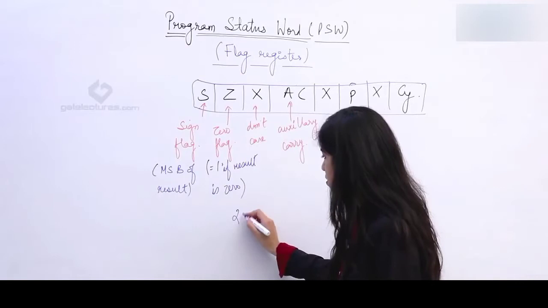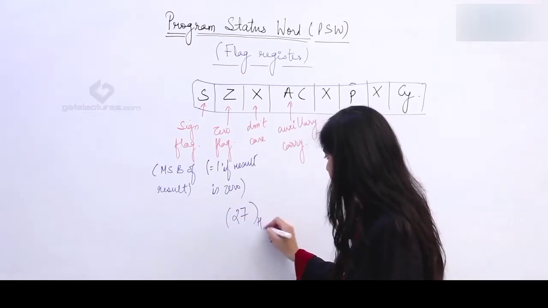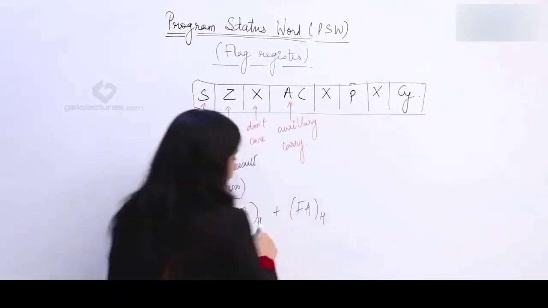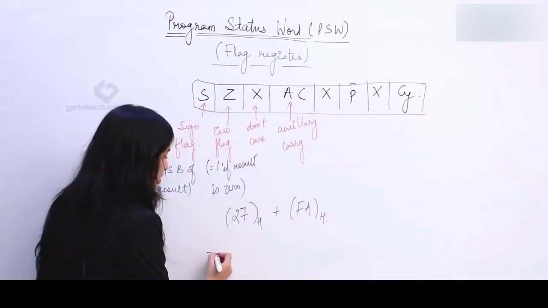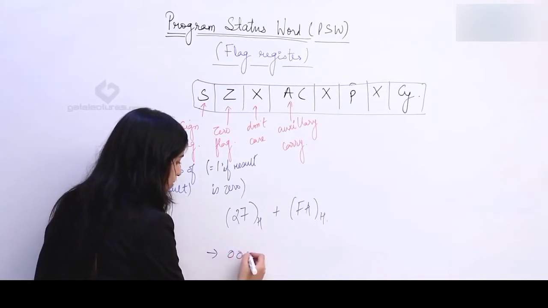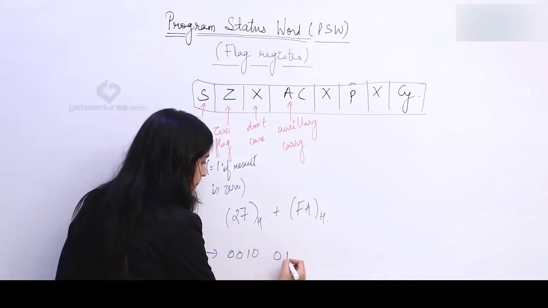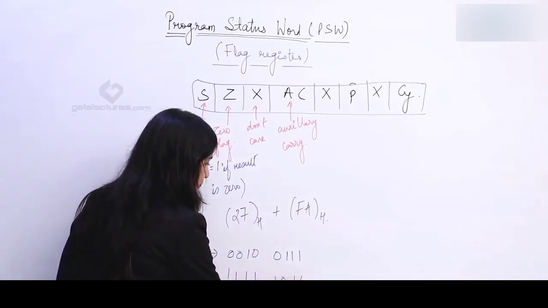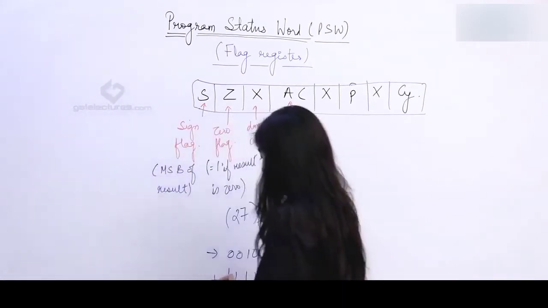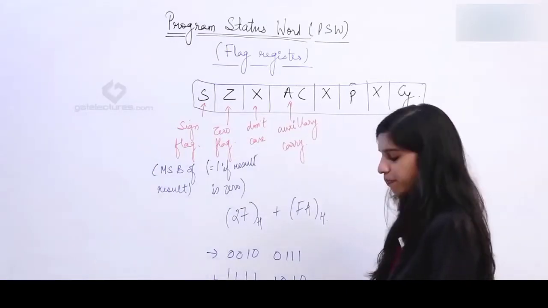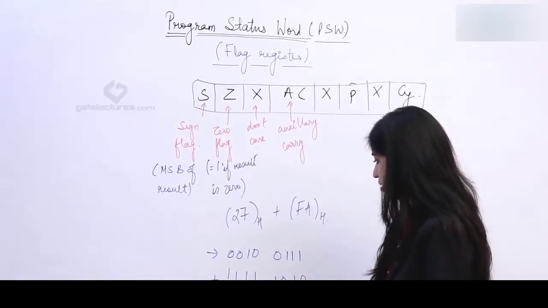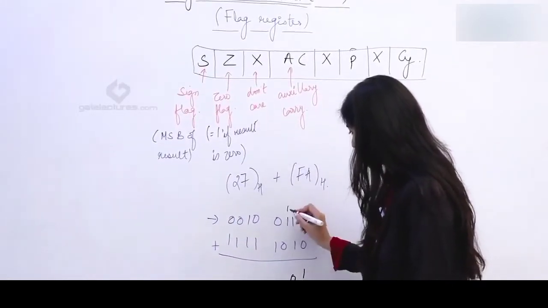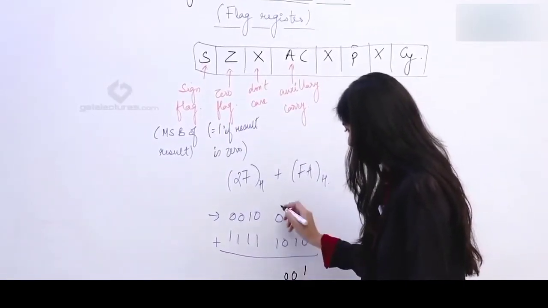Suppose we are adding 2 numbers, 27 plus FA. So I'm just representing these numbers in binary first. This 27 can be written as, 7 is, FA can be written as. Now I'm performing their addition. So what happens is 1 and 0 is 1. 1, 1 is going to be 0 with carry of 1. 1, 1 is again going to be 0 with carry of 1.